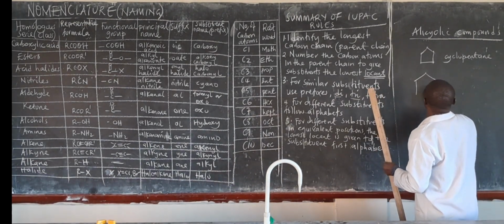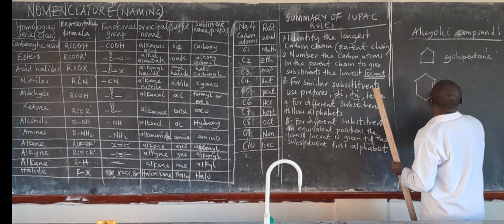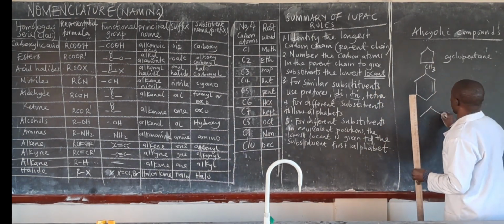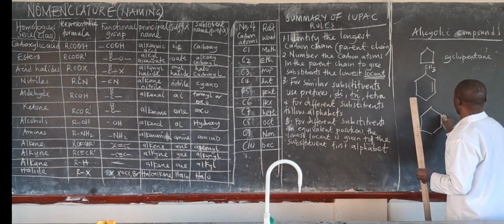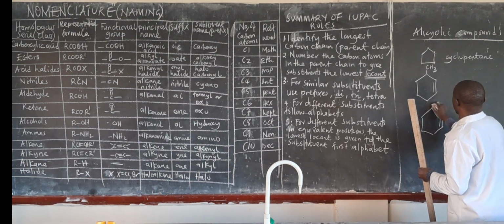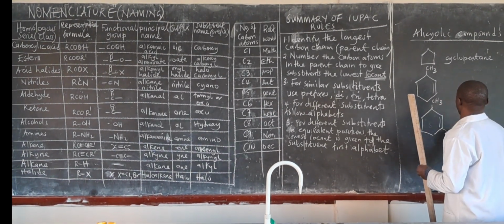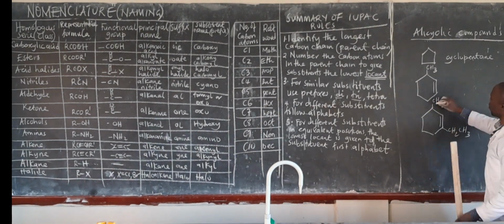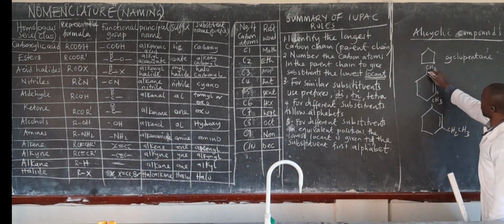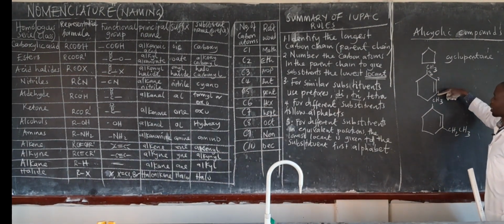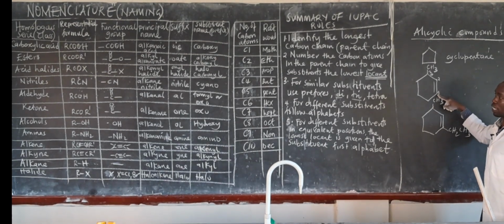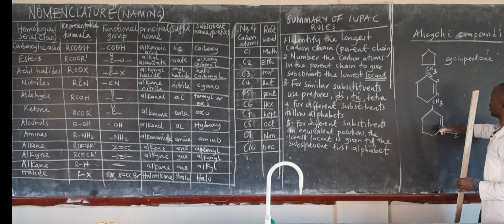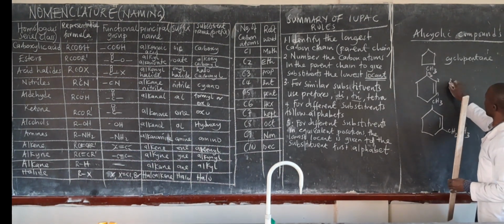Now, if you had something like this, then maybe you have something again like this. You have here maybe this. Now here you number like this. You don't number from here because you'd be skipping the most important, highest priority group here, the double bond. So this one would be at 3-methyl.